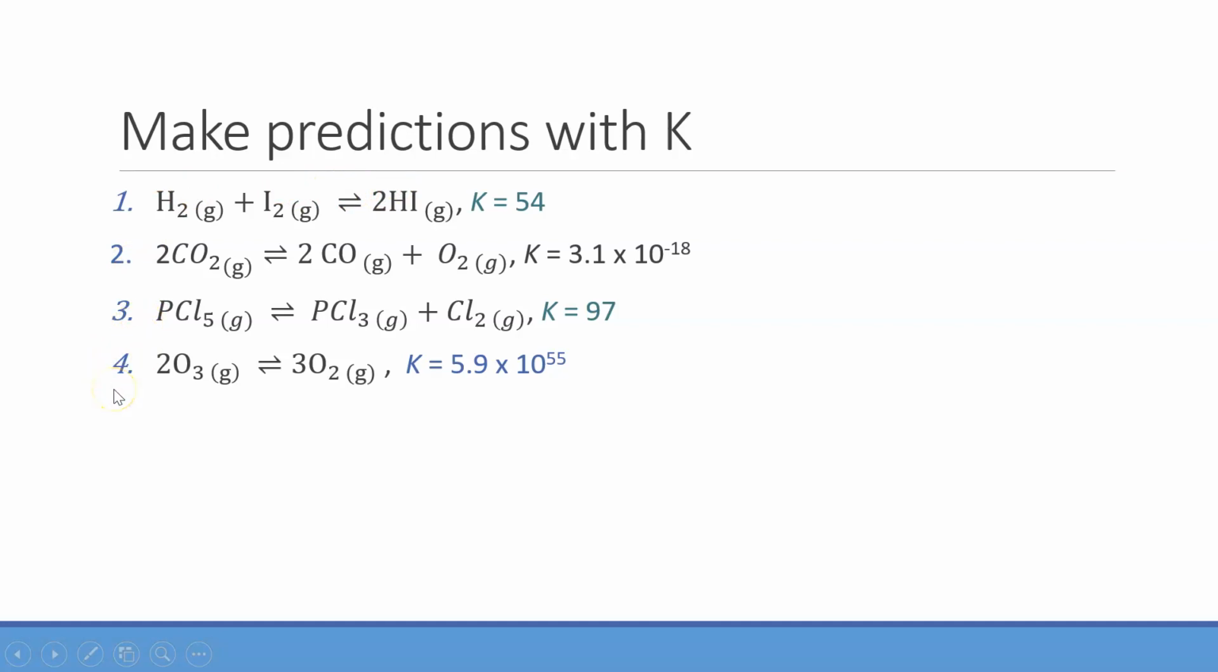For reaction 4, with a K value that's very, very large, we say that the reaction favors the product, or the equilibrium lies to the right. So if we were to look at the equilibrium concentrations of both of these species, we would see that the equilibrium concentration for oxygen was significantly higher than that for ozone.